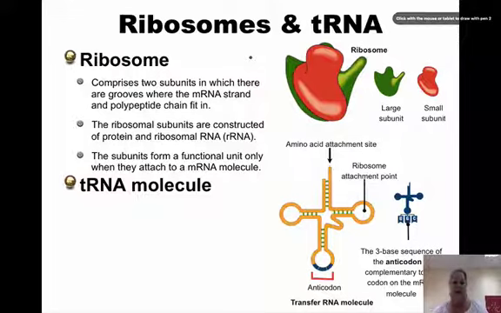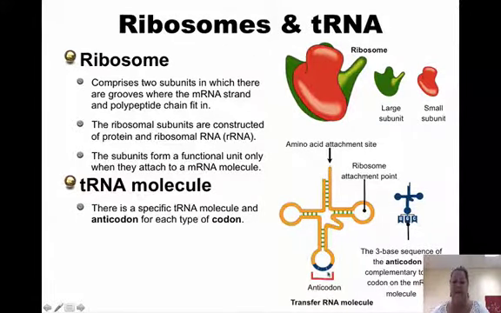The tRNA, like I said, is the transfer RNA, and this is the one that is carrying the amino acid. This is the anticodon. This is the attachment point, where the amino acid is attached. So the anticodon, what does anti mean? The opposite, right? If it's anticodon, it's the opposite of what the codon is. And we will practice this.